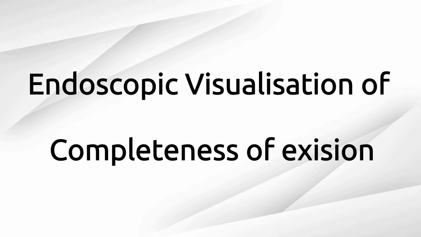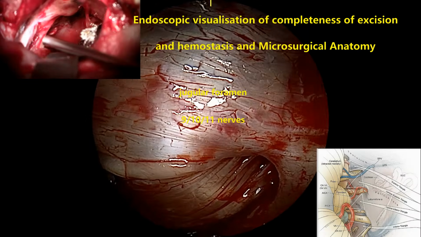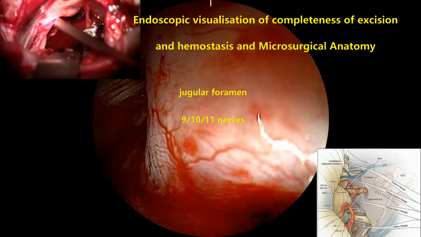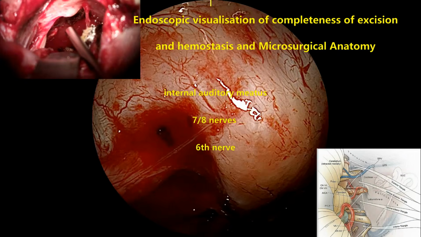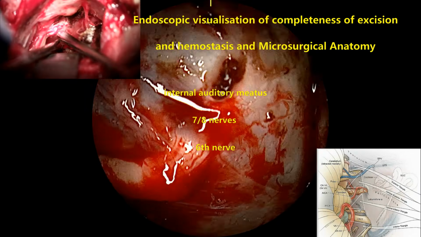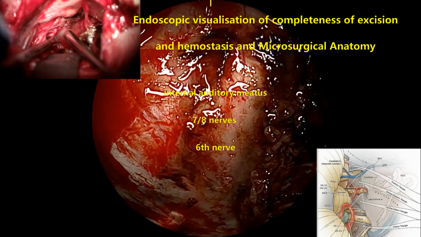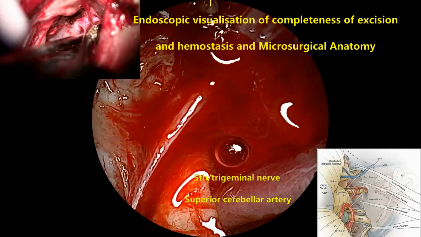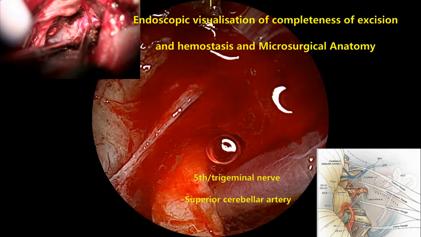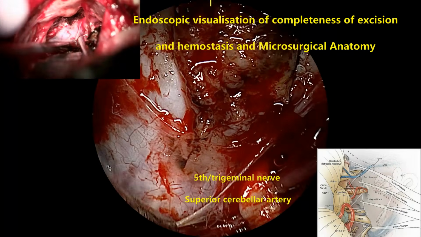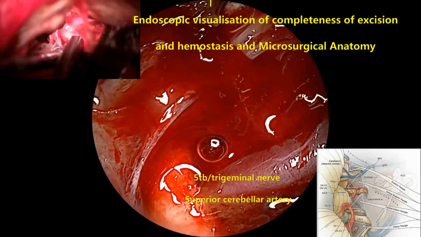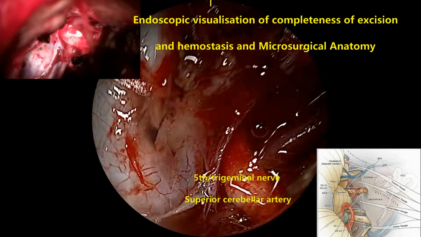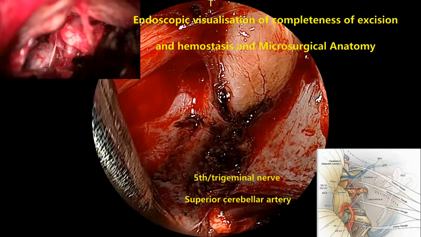Now at this juncture we bring in the endoscope, confirm the completeness of the excision and hemostasis, and check if there is any remnant tumor. You can see the jugular bulb, lower cranial nerves going there, internal auditory meatus, 7th, 8th nerves, Dorello's canal, 6th nerve. Superiorly, you can see the trigeminal nerve entering into the trigeminal canal. You can see the superior cerebellar artery and tentorium cerebelli, and below, the superior part of the cerebellum. These are the microsurgical anatomy shown very well.